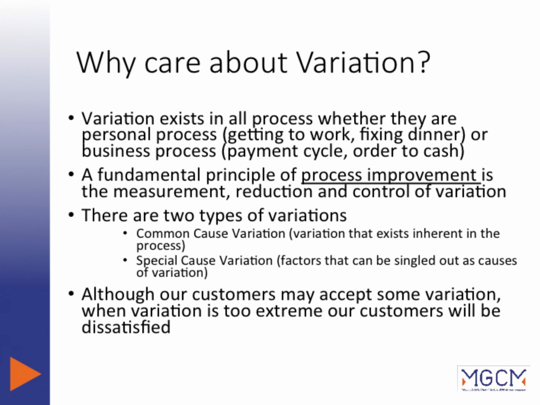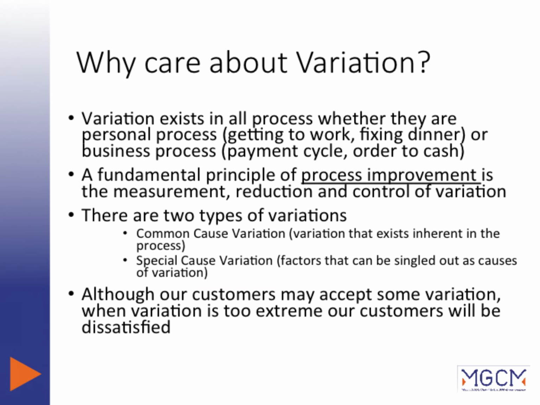The first one is called the common cause variation that exists inherently in the process. We cannot pinpoint why there is variation within the process. Some even refer to it as random variation. And the other one is called special cause variation, that is, factors that can be singled out as causes of variation. Although our customers may accept some variation, when variation is too extreme, our customers will be dissatisfied.